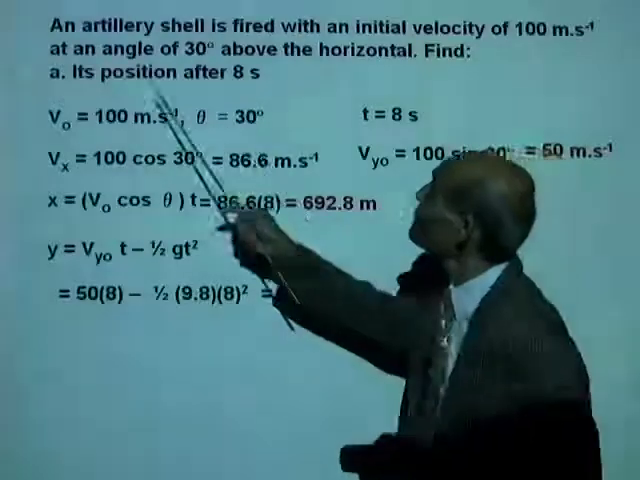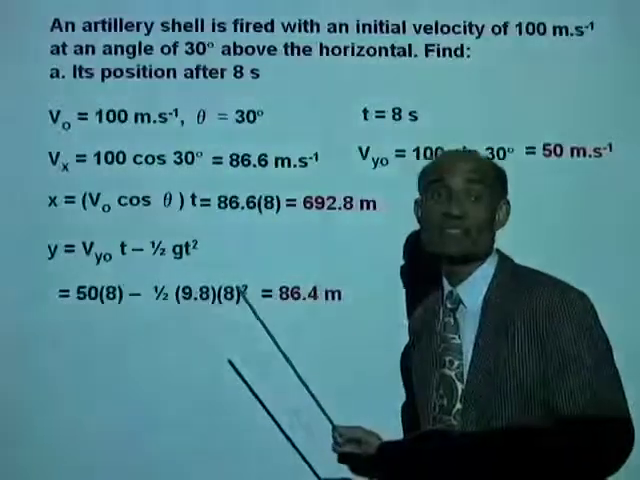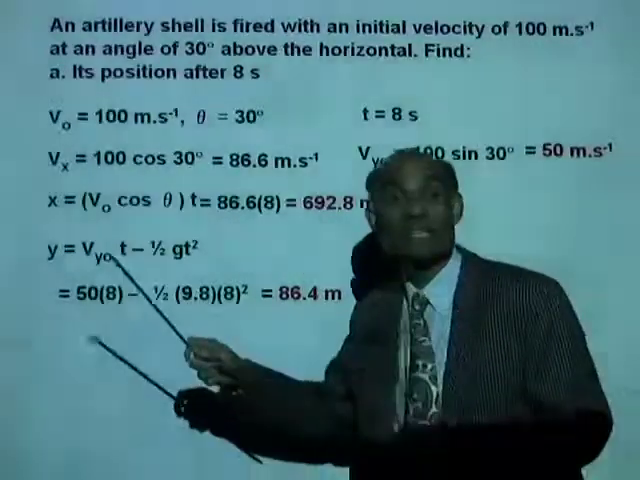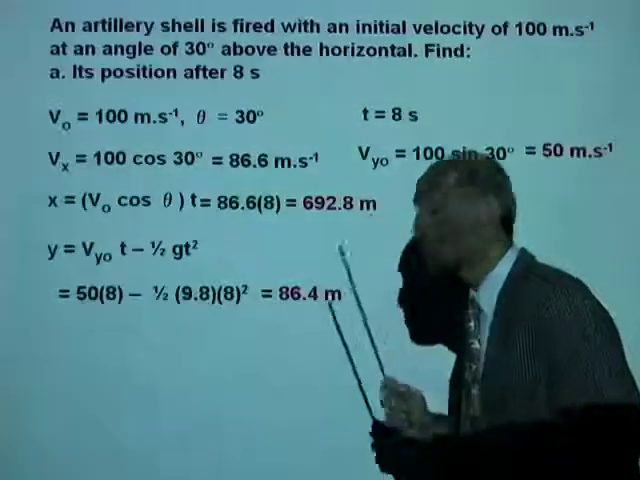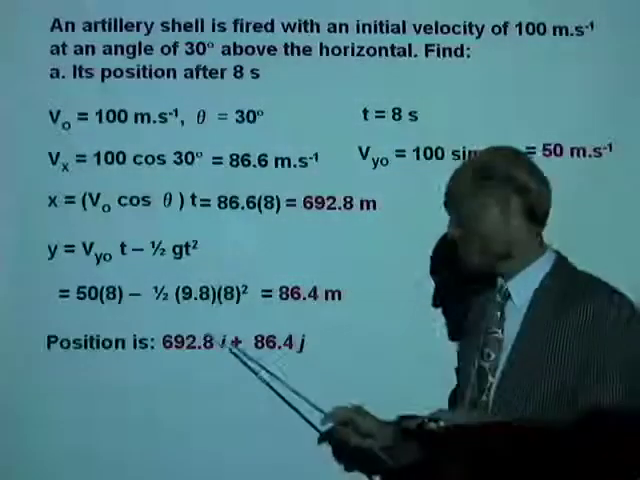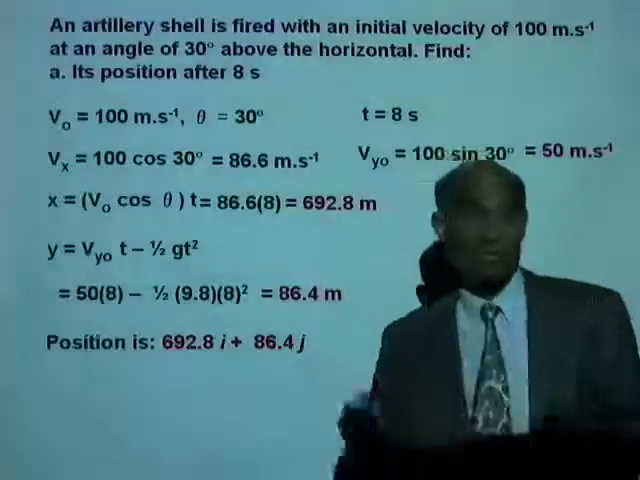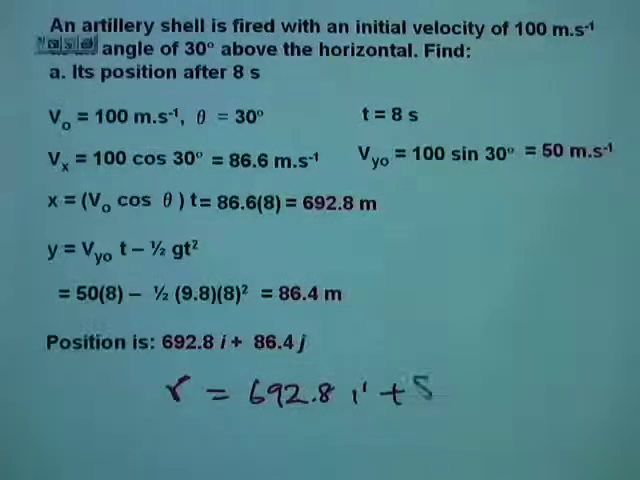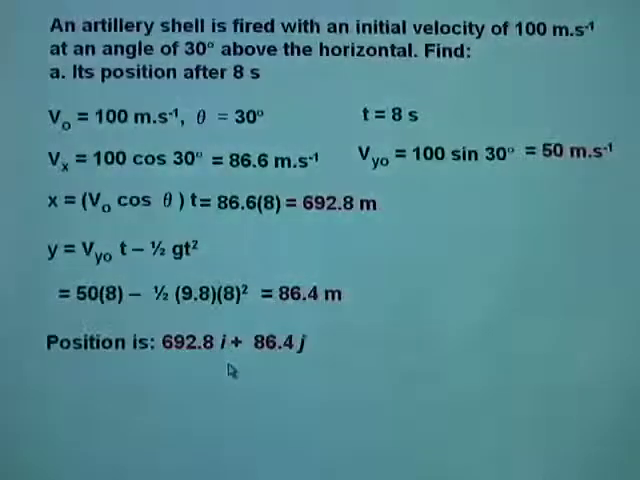And so, what is its position after 8 seconds? Its position is 692.8 meters i plus 86.4 meters j. In other words, we should be able to write the position at that time as r equals 692.8 i plus 86.4 j. The position at that particular given time.